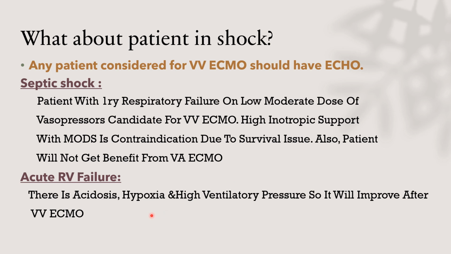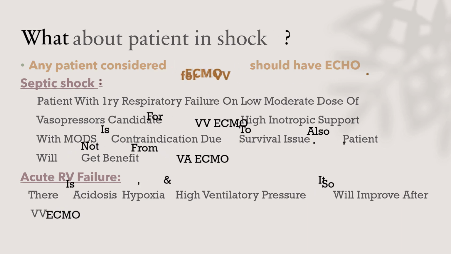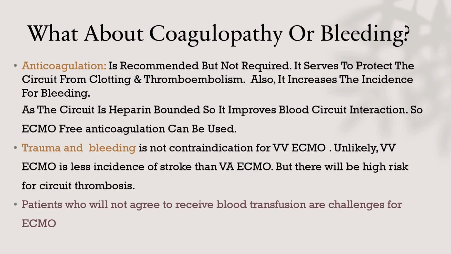For a patient with acute RV failure, we should know that if they have acidosis, hypoxemia, and high ventilatory pressure, all of these will improve after using VV ECMO. Coagulopathy or bleeding: anticoagulation is recommended but not required. It serves to protect the circuit from clotting and thromboembolism, and it also decreases the incidence of bleeding. The circuits are also heparin-bonded, so they can improve blood-circuit interaction. So ECMO with free anticoagulation can be used.